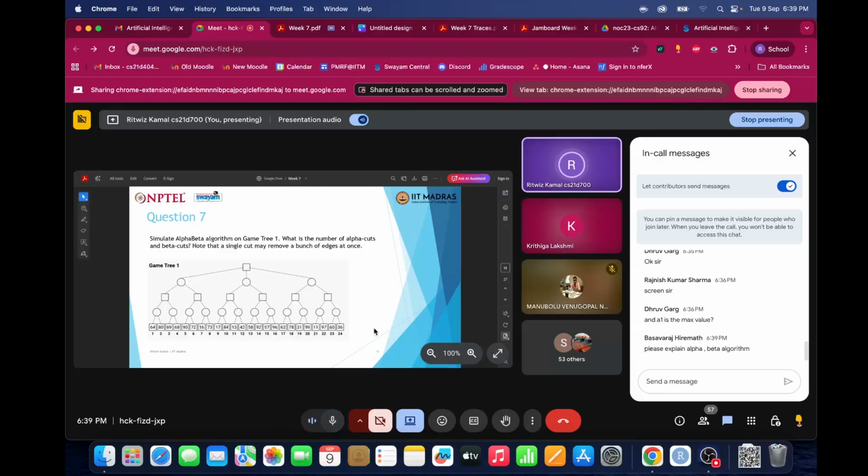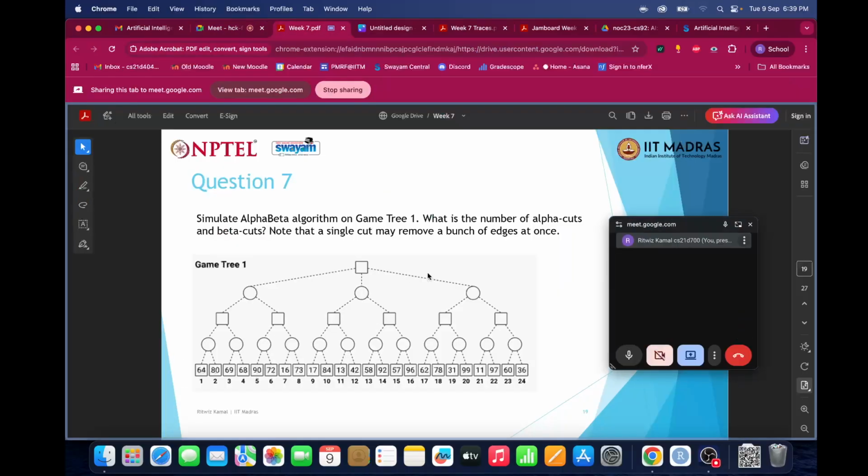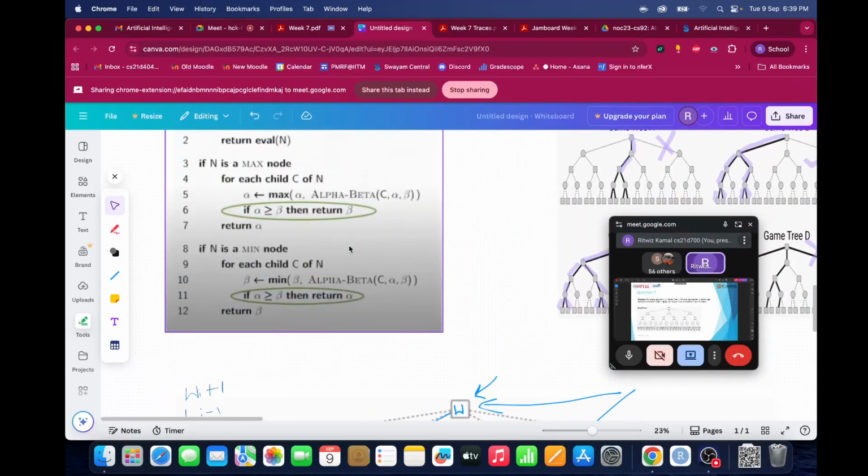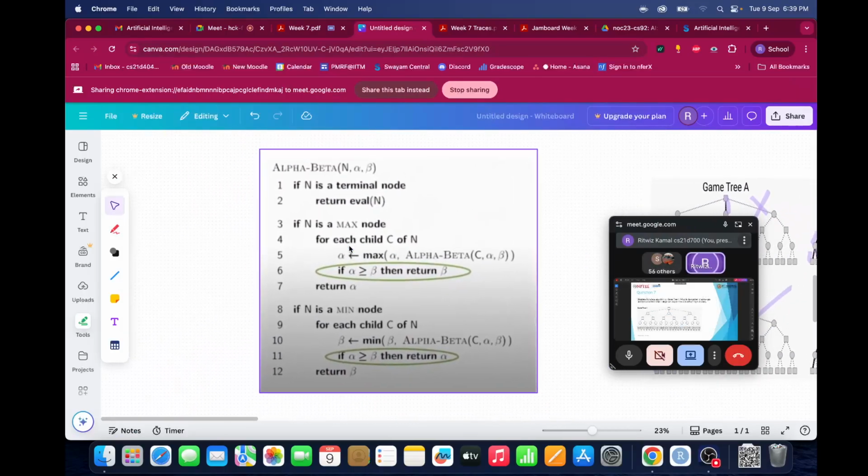Okay, so there's a request to explain the alpha beta algorithm. Let me just quickly go over that, for any refresher that you might need. So this is the pseudocode, okay?